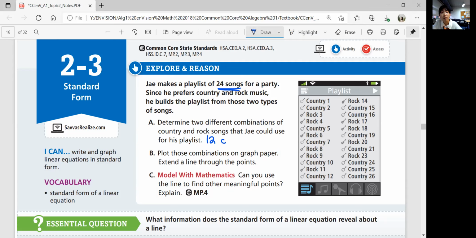12 country and 12 rock, or 16 country and 8 rock. What are other combinations? 20 and 4, 23 and 1, right? 23 country, 1 rock music, that's fine. Anything that adds up to 24 will be the answer. Part B, plot these combinations on graph paper. Extend a line through the points.